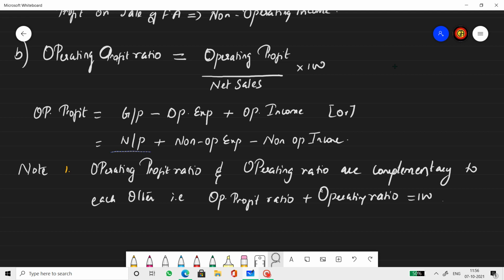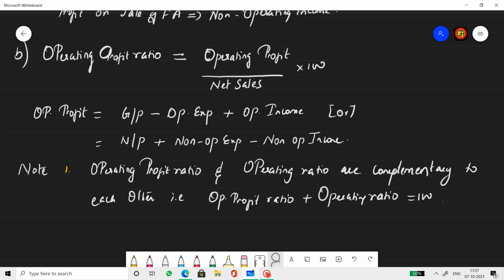If we take the route through the net profit way, it is net profit plus non-operating expenses less non-operating incomes. Okay, net profit, add non-operating expenses, subtract non-operating income. So based on the given information in the question, we can decide whether we need to take the first form or the second form. Now again, there are a few things to keep in mind while doing questions based on these two ratios, operating ratio and operating profit ratio.